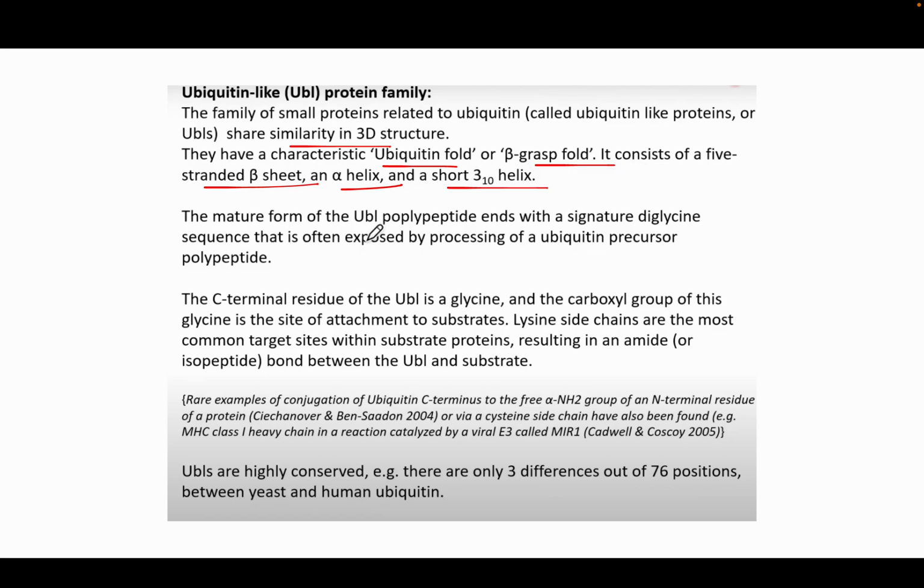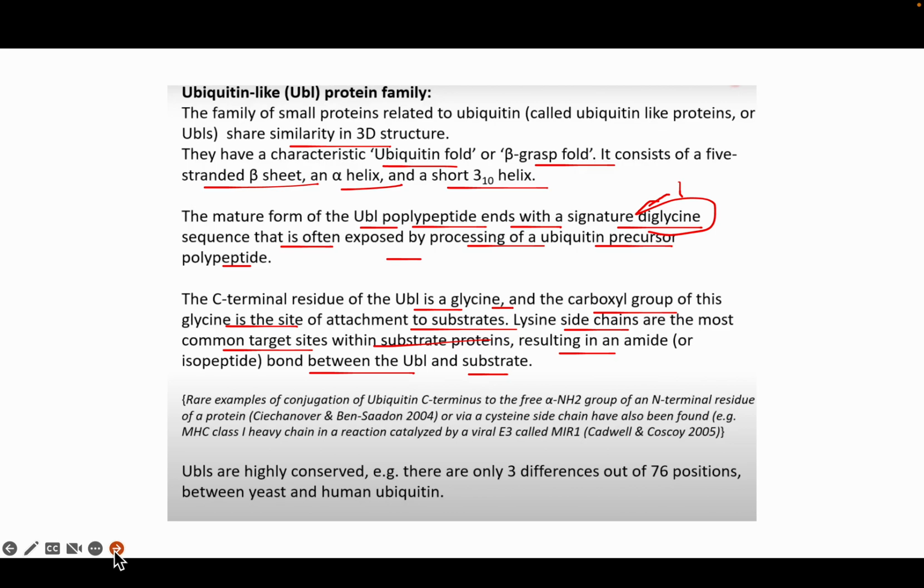The mature form of the ubiquitin-like protein or ubiquitin-like polypeptide family ends with a signature diglycine sequence that is often exposed by processing of a ubiquitin precursor polypeptide. The C-terminal residue of the ubiquitin-like family is a glycine, and the carboxyl group of this glycine is a site of attachment to substrate. Lysine side chains are the most common targets within substrate proteins, resulting in an amide bond between the ubiquitin-like protein and the substrate.